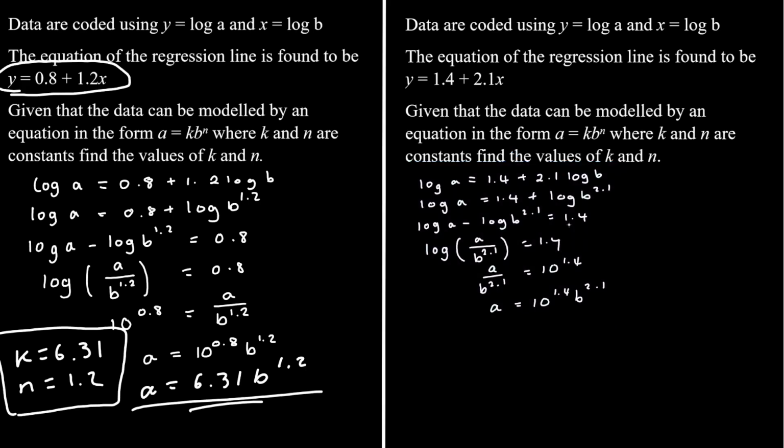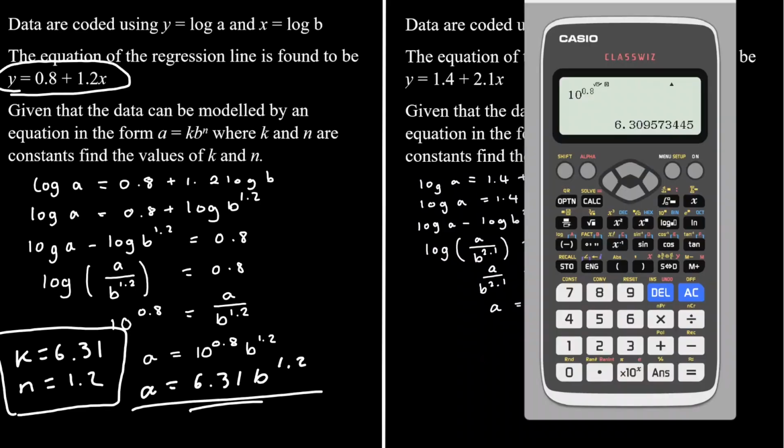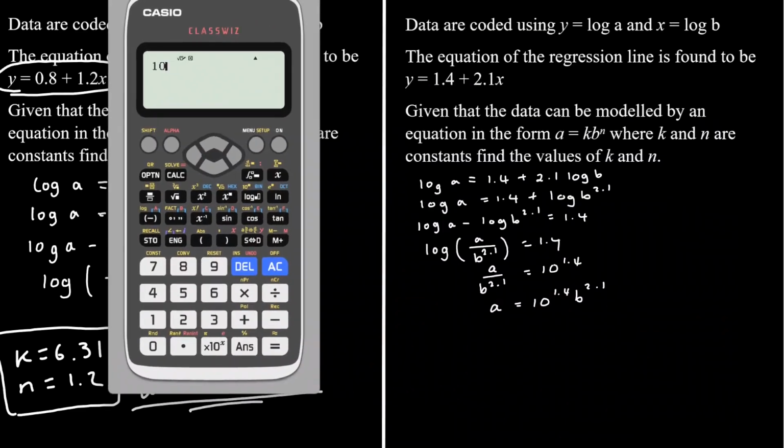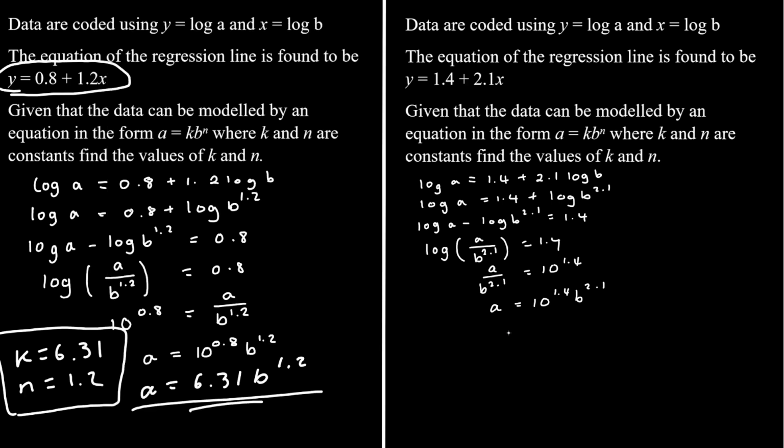So we have a equals 10 to the power of 1.4 times b to the power of 2.1. 10 to the power of 1.4 I can write as 25.1. So a equals 25.1 times b to the power of 2.1. So that makes k 25.1 and n 2.1.